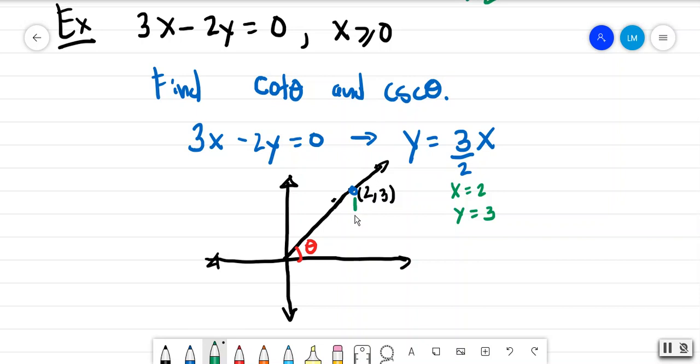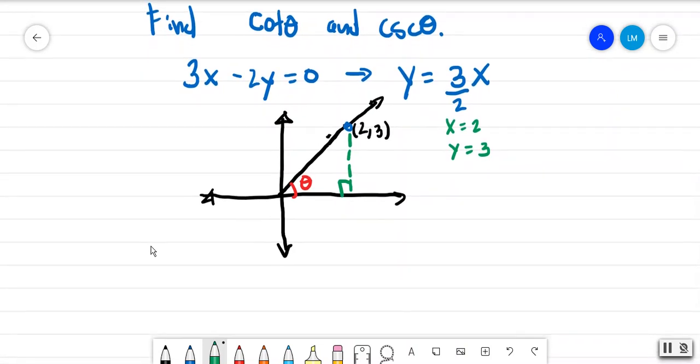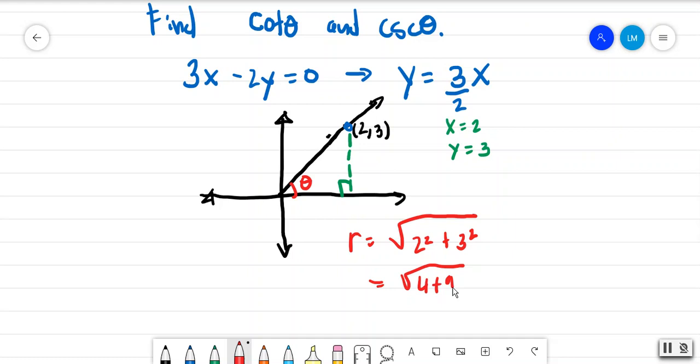So you have something like this. Okay, well that means that basically we can solve for the r. So the r is going to be given by plugging in the square root of 2 squared plus 3 squared, which is equal to 4 plus 9, which is equal to root 13.